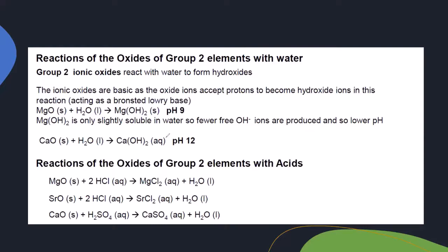it will turn into alkali. And as we go down the group, the solubility is increasing, and as a result the pH is also increasing. Like magnesium hydroxide has pH 9, whereas calcium hydroxide has pH 12. Because as we go down the group, the solubility increases. They become more soluble. As a result, there will be more hydroxide ions, more OH ions in the solution of calcium hydroxide as compared to magnesium hydroxide.